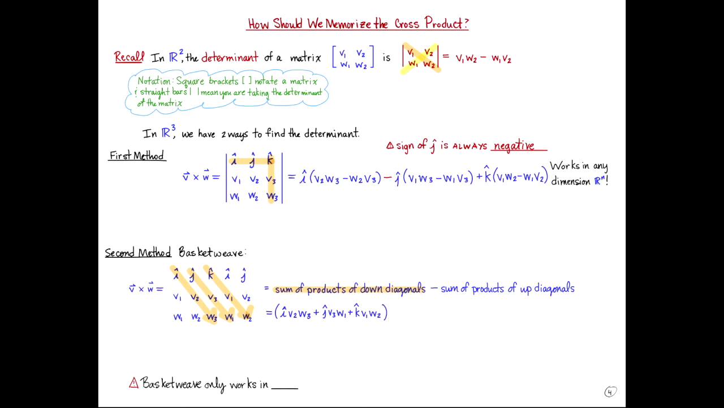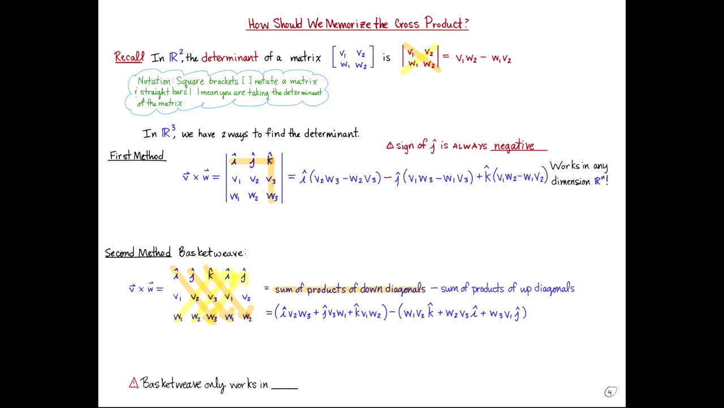From that, we subtract the sum of the products of the up diagonals. We'll do the up diagonals in yellow. Our first up diagonal is W1 times V2 times k, plus the next up diagonal gives us W2 times V3 times i, plus the product of our third up diagonal, W3 times V1 times j.